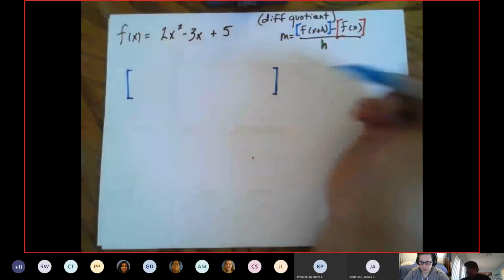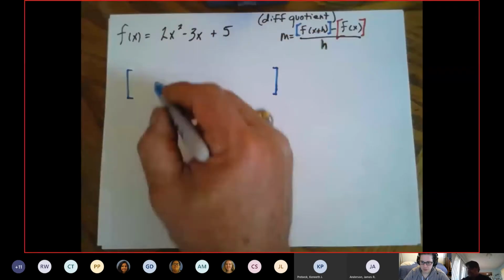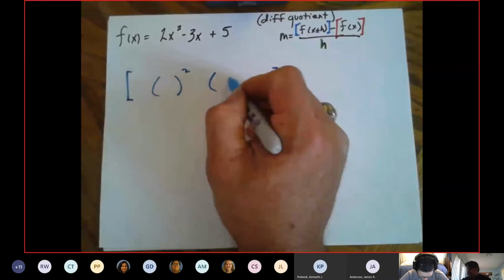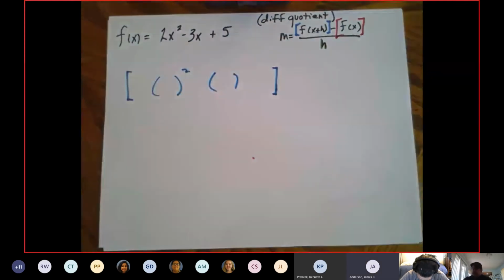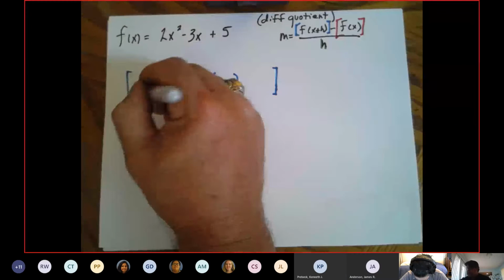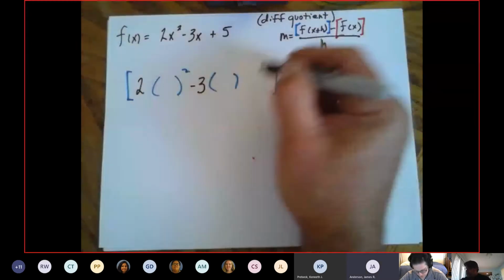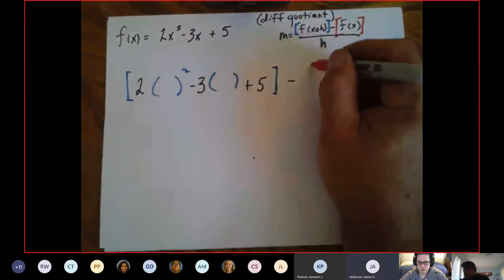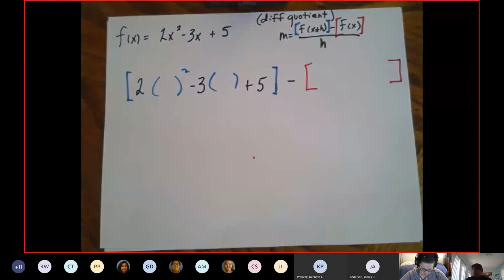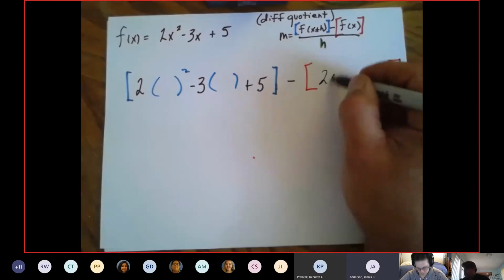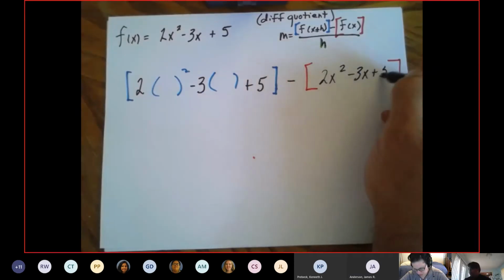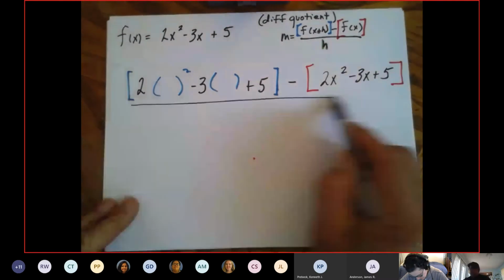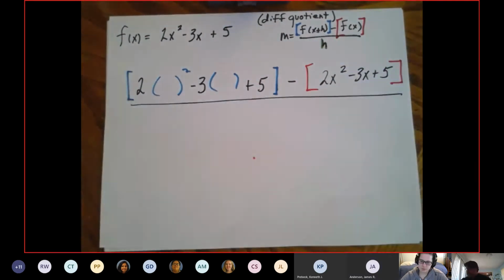And since I have to plug in something, I'm going to rewrite my problem with a big set of parentheses, squared, big set of parentheses. That's going to be 2 minus 3 plus 5. And then minus, and then my red set of brackets. And what goes in the red set of brackets? Just f of x. So all you do is rewrite f of x. And all that is over h.